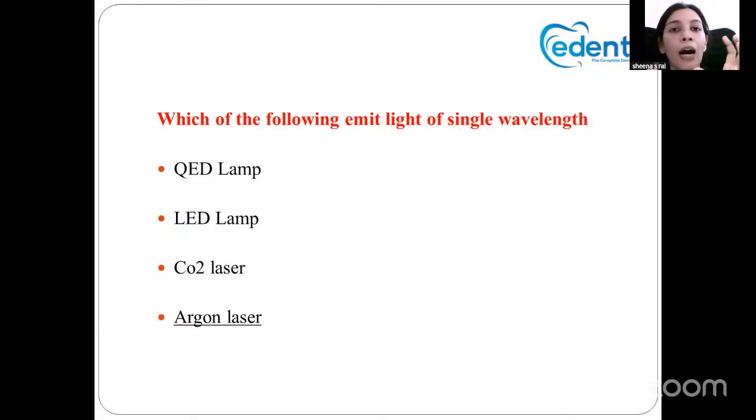actually have a bulb, an incandescent bulb inside, and they produce the light. But carbon dioxide laser and argon lasers are the lasers where we give a nanometer of wavelength of light. And among that, argon laser is the only laser that will be emitting a single wavelength of light. Very important.